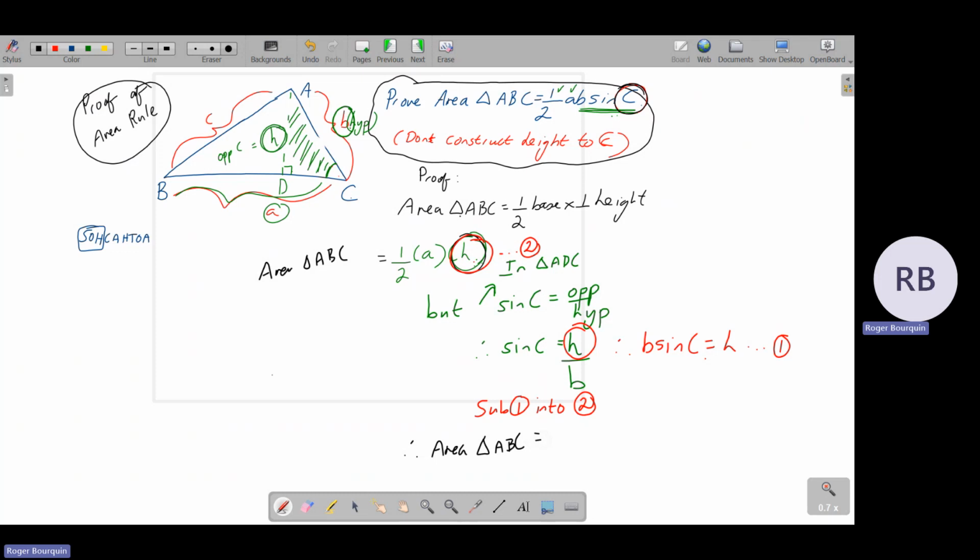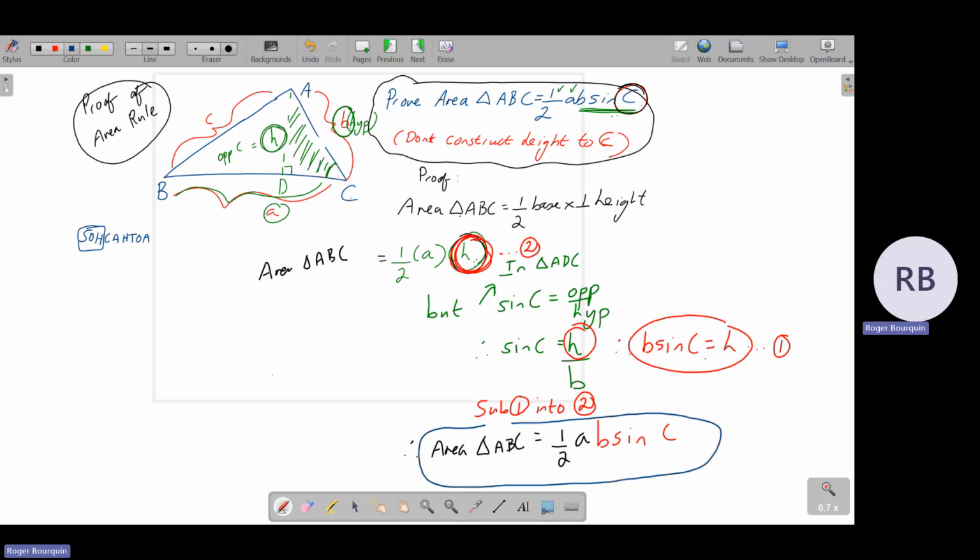A is equal to a half A H, and I replace H with B sine C. And so it's a half A B sine C. And voila, I've done what I set out to do. I've shown that the area of triangle ABC is equal to a half A B sine C.